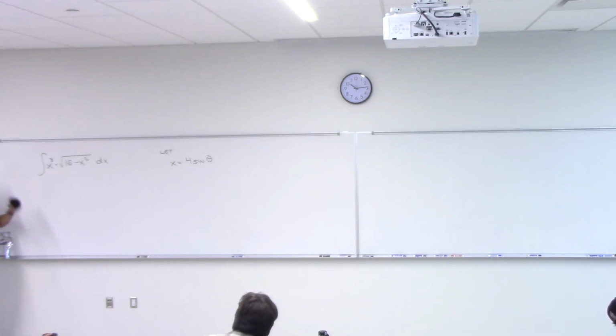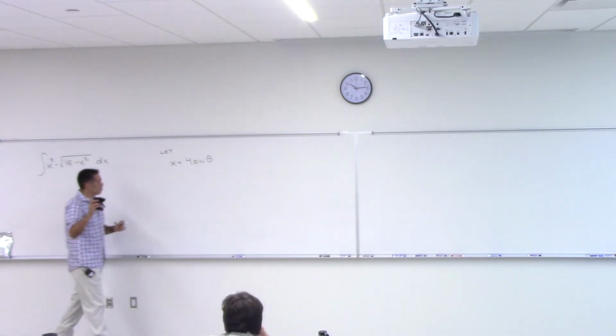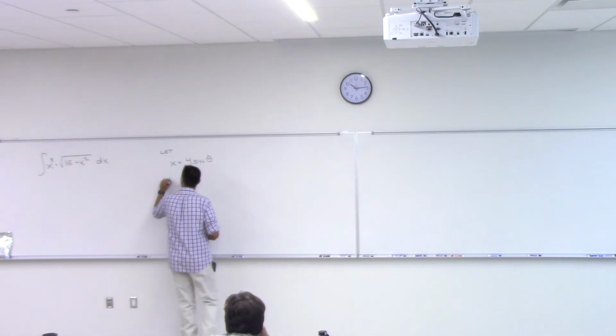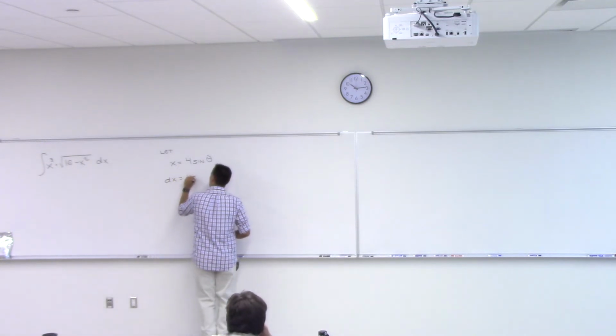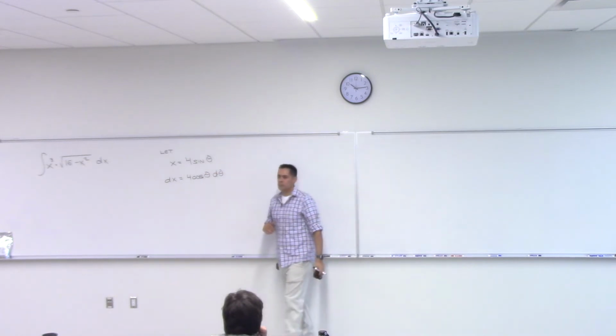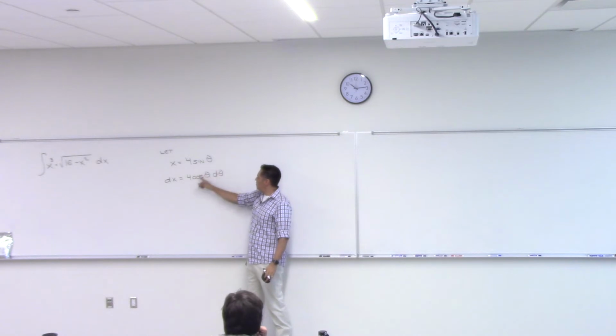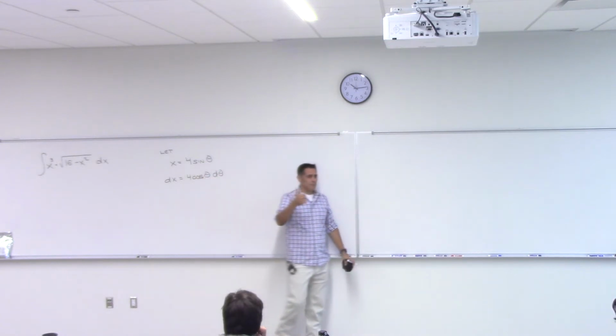And next class I'll get into why we're doing it, and I just want to show you right now that this is actually going to work. All right? So if I let x be 4 sine theta, do you agree with this next line? The derivative of that would be 4 cosine theta d theta. Do you agree with that? If I take the derivative of x, 4 comes down, the derivative of sine is cosine theta d theta. Yeah? All agree with that?